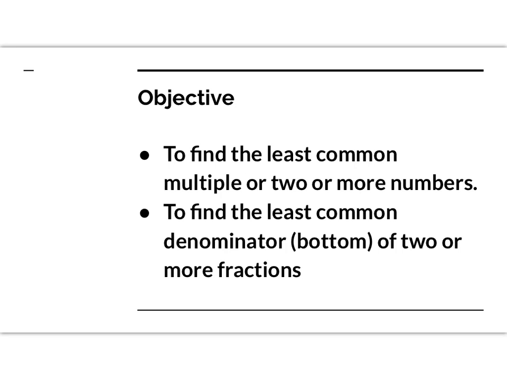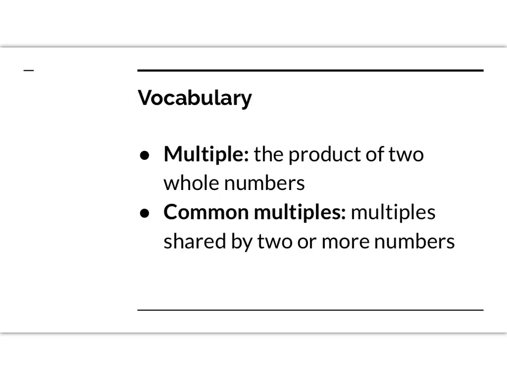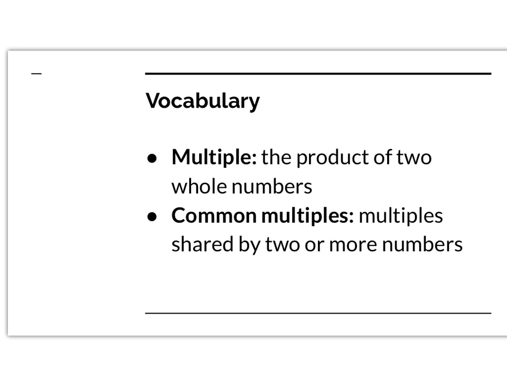So here's our objective, our vocabulary, multiples. When we talk about multiples, we're talking about a number and all of its multiples. Let's deal with 2. 2 times 1 is 2. 2 times 2 is 4. 2 times 3 is 6. Then 8, 10, 12. These are the multiples of a number. So that's the string of numbers going across or down on a multiplication chart.